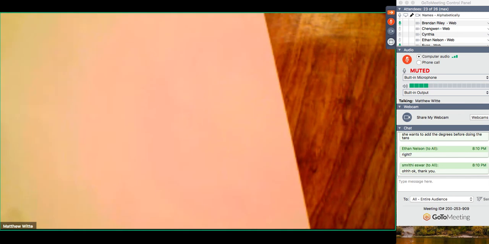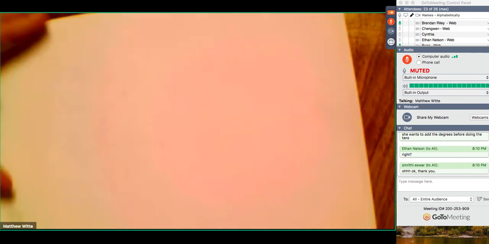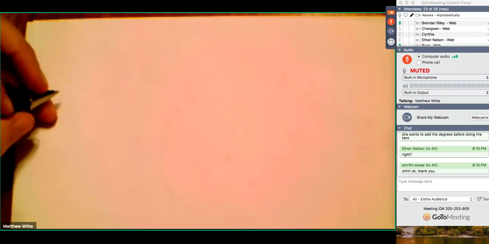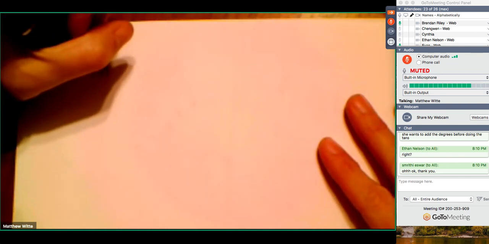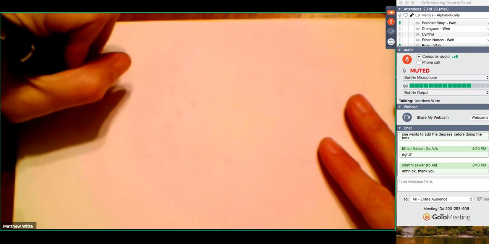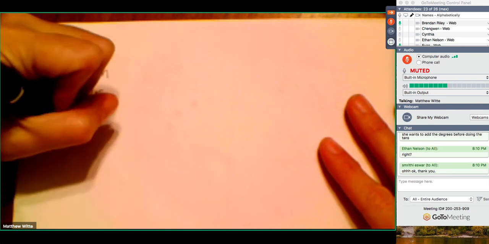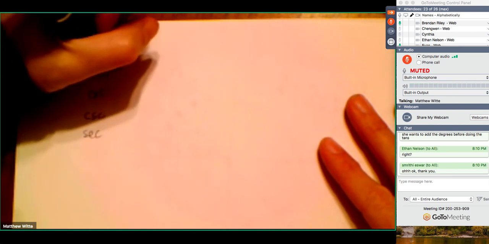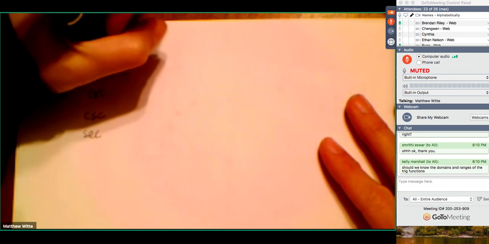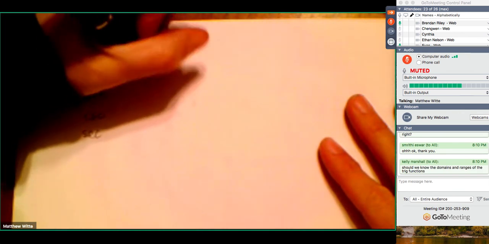The periodic functions are your sine, cosine, cosecant, and secant of theta plus 2 pi k.